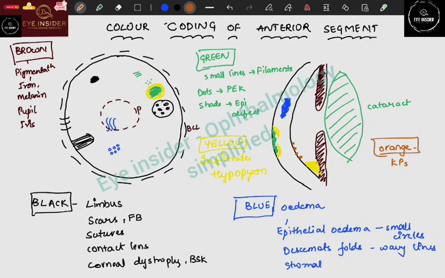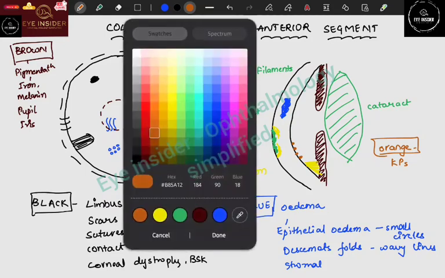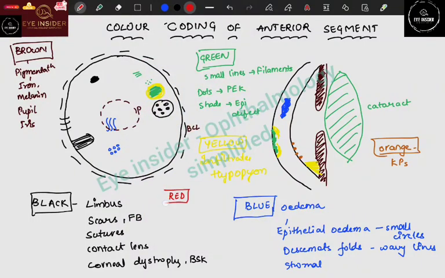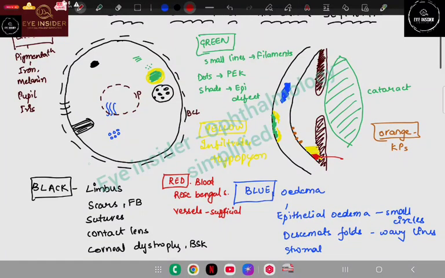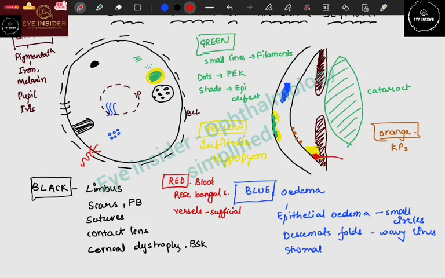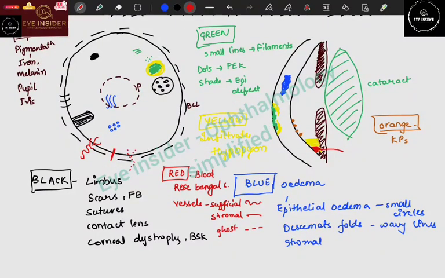Then we have red color. So red indicates blood, either in the anterior chamber or in the cornea. Anywhere it can be indicated by red. Then we have rose Bengal staining, which is also indicated in red, and the superficial vessels are indicated in red via wavy lines and branching pattern, whereas stromal vessels are indicated by straight lines, and the ghost vessels are indicated by dotted lines in red.